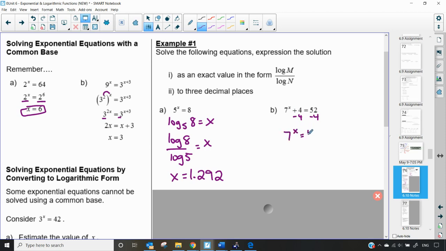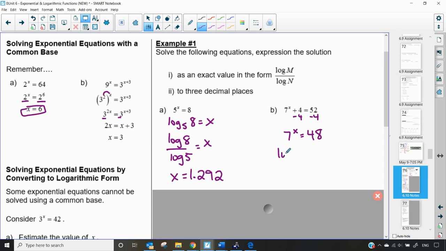So we have 7 to the x equals 48. 48 cannot be written as base 7, so then we have to write it as a logarithm. Now again, if we're using our estimation, we know that 7 squared is about 49. So we know this number has to be really close to 2, but not quite.